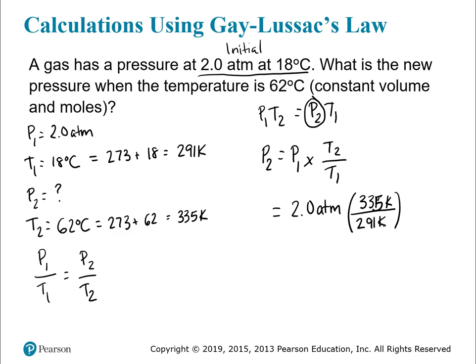and now before I touch my calculator, I think about it. T1 is 291, T2 is 335. So we had a temperature increase. This means our pressure should be a little higher than where we started. When you do the math, you get 2.3 atmospheres. So that makes sense. We increased our temperature, and the pressure also increased.